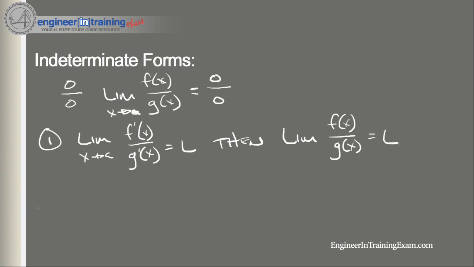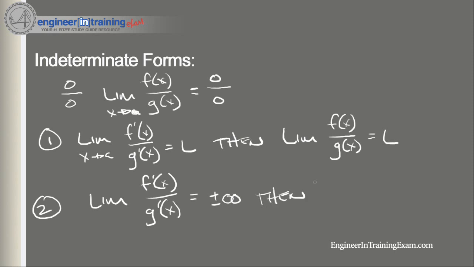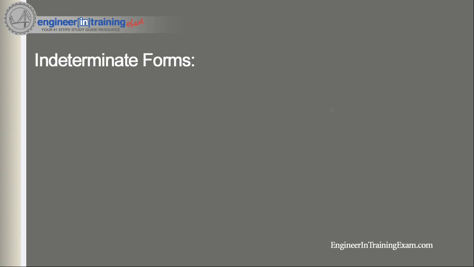And number two, it tells us that if, on the other hand, f prime of x divided by g prime of x tends to plus or minus infinity, then our original function also tends to plus or minus infinity. So let's take a quick look at an example here.